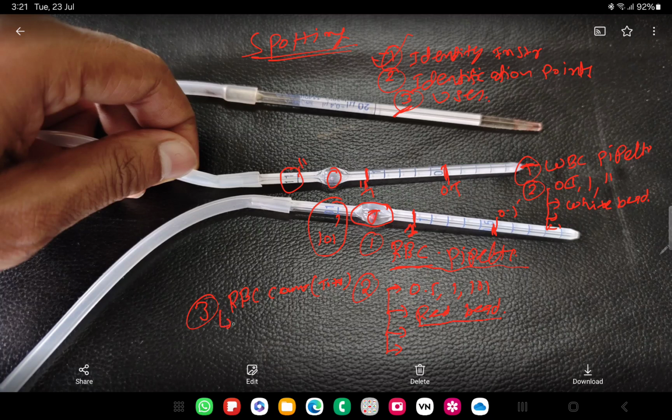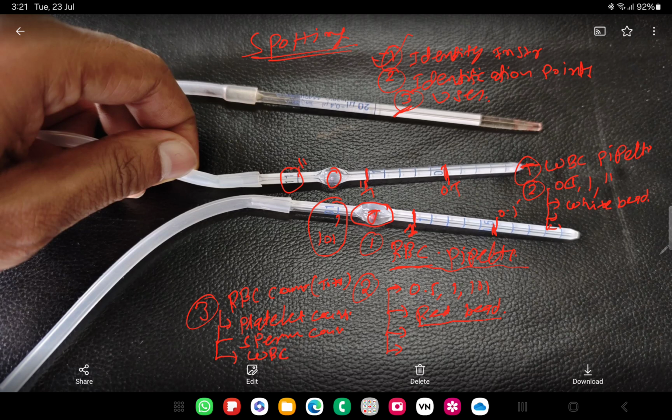Then the second use is platelet count. Third, we can use it in sperm count, and fourth, we can see WBC count.